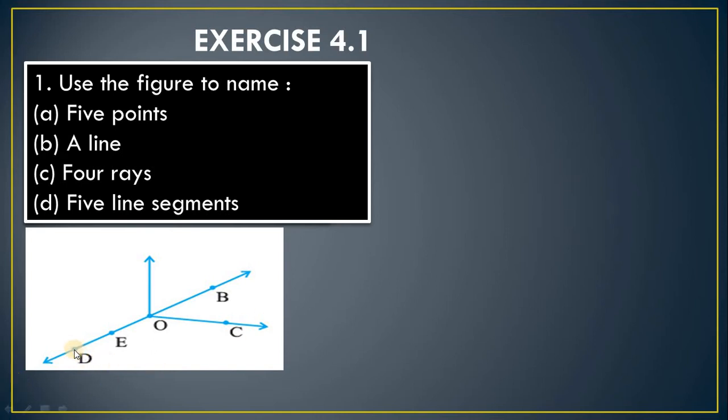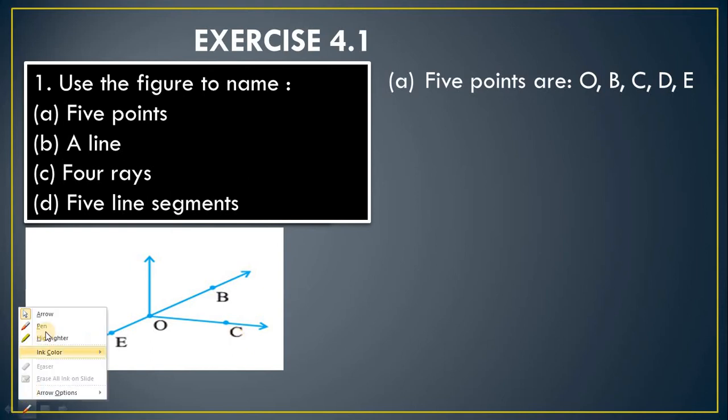Here the points visible are D, E, O, and B, C. Whatever the points are there, you can write. So here I have written 5 points. The second is a line. Here you have to think about the line.